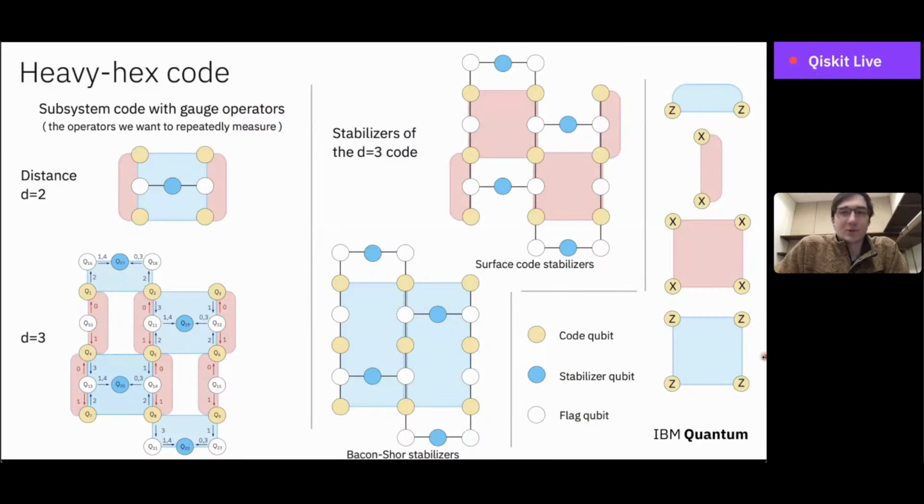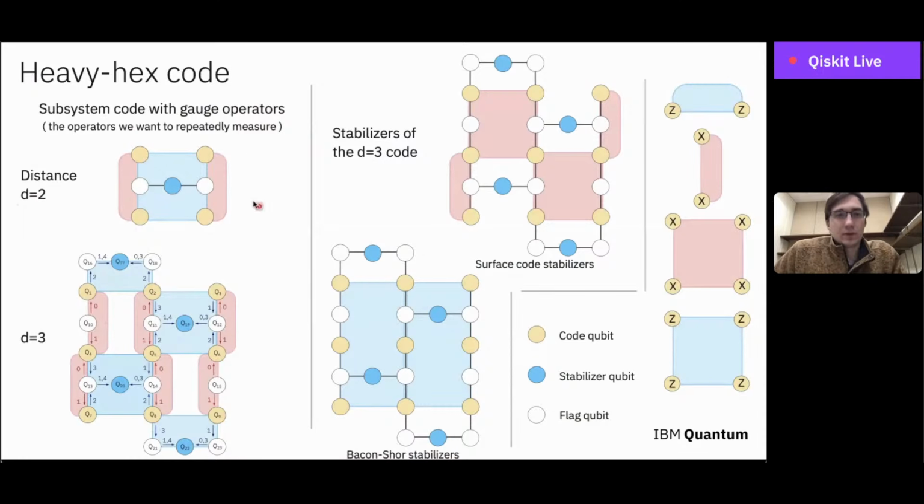Okay, so what error correcting code do we actually implement? This is the heavy hex code. Okay, so there's a lot going on here, but essentially there are parity checks that we measure. Here I call them gauge operators because it's a technical term. But so there's X and Z type parity checks. These are supported on the code qubits in yellow. So here the distance 2 code has 4 code qubits, and the distance 3 code has 9 code qubits. Yellow.